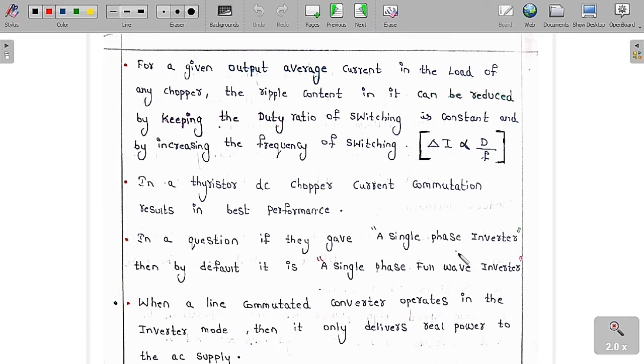Question: if they give a single phase inverter, then by default it is a single phase full wave inverter. If in a question you see the words single phase inverter, then by default it means a single phase full wave inverter.